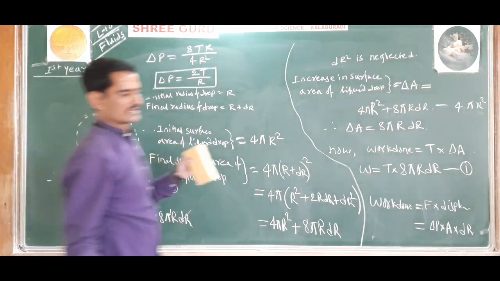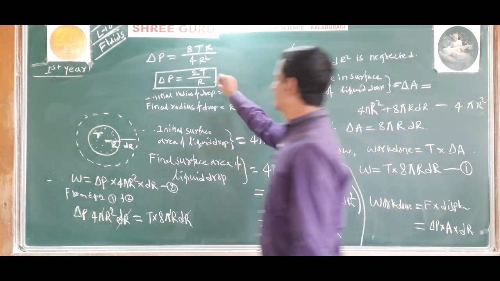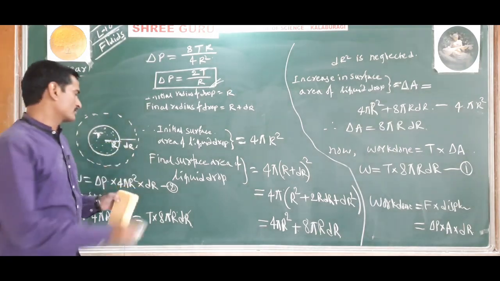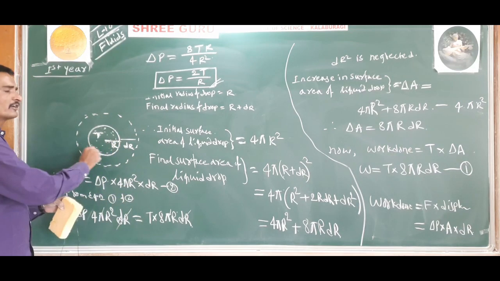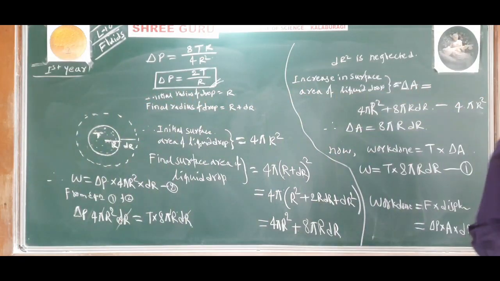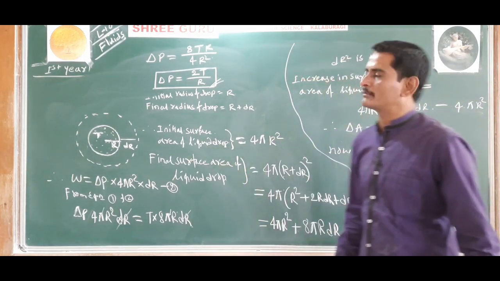So this is the formula for the excess of pressure for a liquid drop. Understood? Hope you understood. This is a curved surface, so therefore there will be an excess of pressure. Now you have to do homework, and you have to learn on your own.